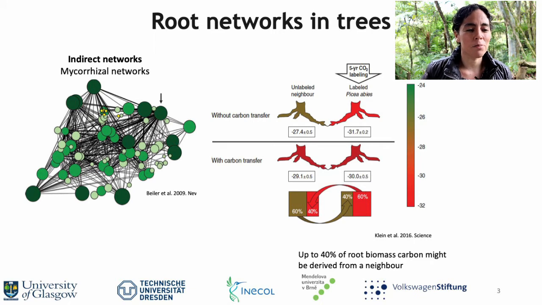The size of the node is the stem diameter of such tree, and the shade of green represents an age class. Sorry about that. And the links that are connecting these nodes are the mycorrhizas. The links can be thinner or thicker depending on the number of mycorrhizal links that are connecting two trees.